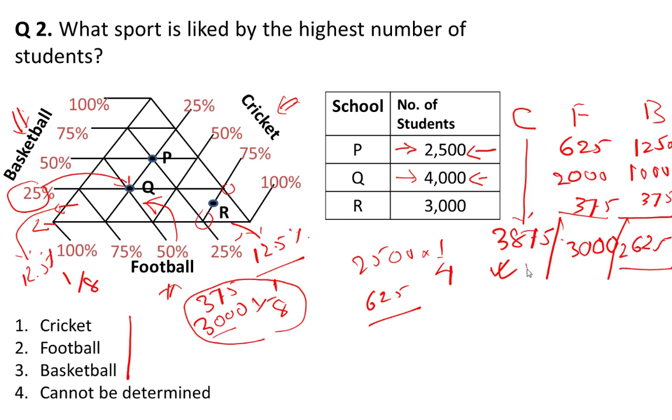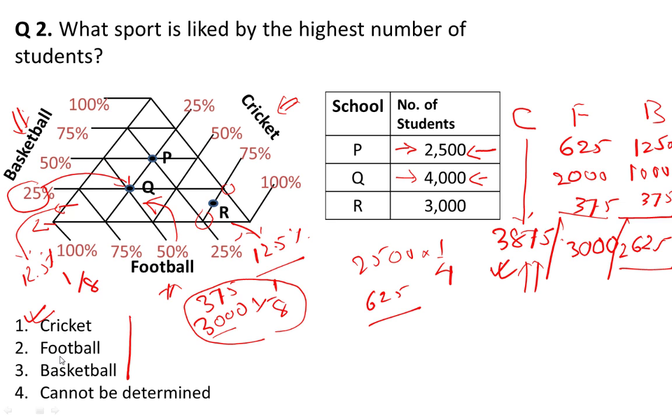The highest is cricket. Therefore, your option choice is 1. What was the question? What sport is liked by the highest number of students? So cricket is liked by the highest number of students.